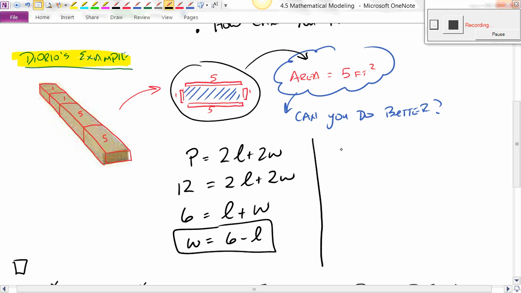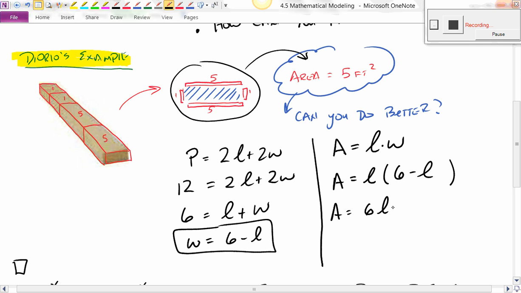So here's the perimeter. Let's focus on the area now. The area of a rectangle, of course, is the length times the width. So the area is going to be the length, but now I can replace width with 6 minus L, because I solved for it over here. So now area is equal to 6L minus L squared. What this represents, everybody, is a function of length to area. I'm writing area as a function of length because I have only area and only L, and that length is the length of my rectangle. So area is a function of length.